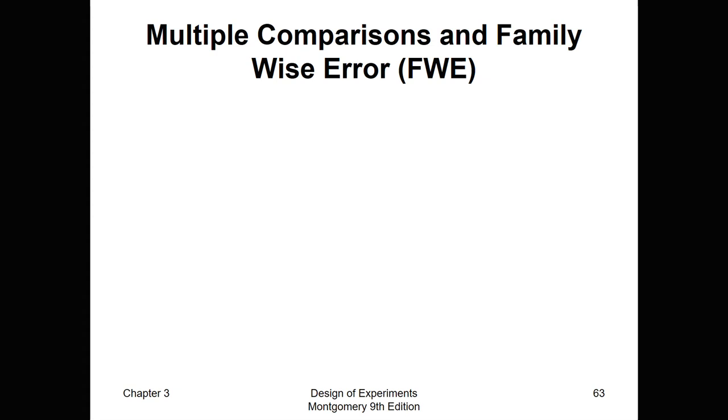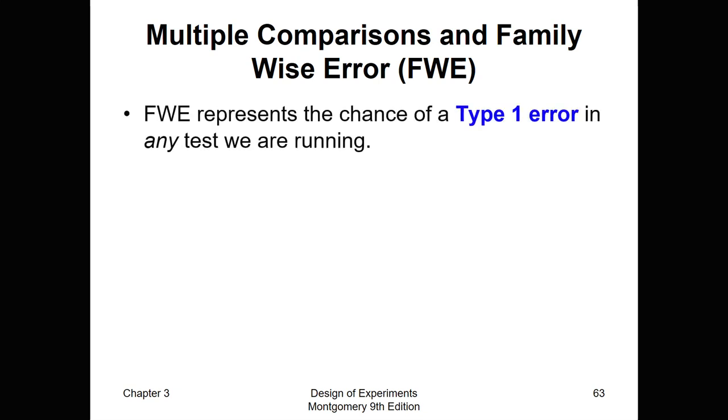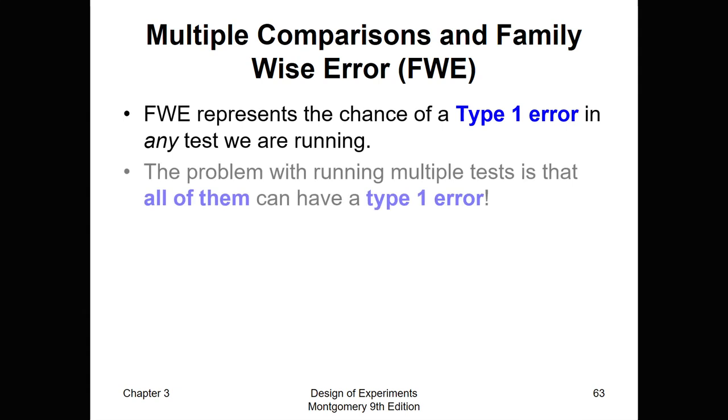So the family-wise error rate, this is a kind of a new term. Family-wise error represents the chance of getting a type 1 error in any test. Recall that when we set alpha equal to 0.05, that is the rate of type 1 error that we find acceptable. The family-wise error is going to represent the chance of getting a type 1 error not in one particular test, but in all of the tests that we run as part of the experiment. So in any test we're running. So it's a slightly different thing.